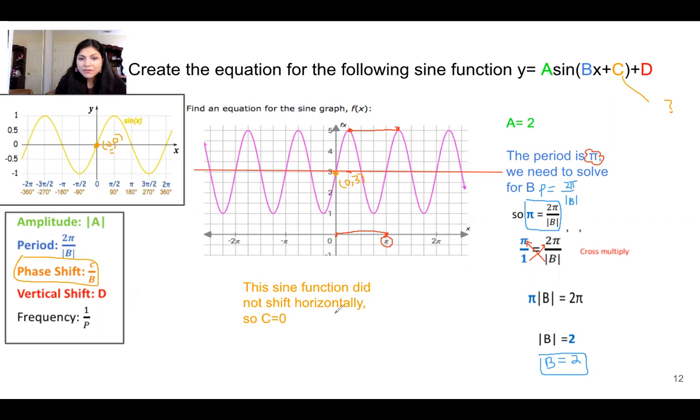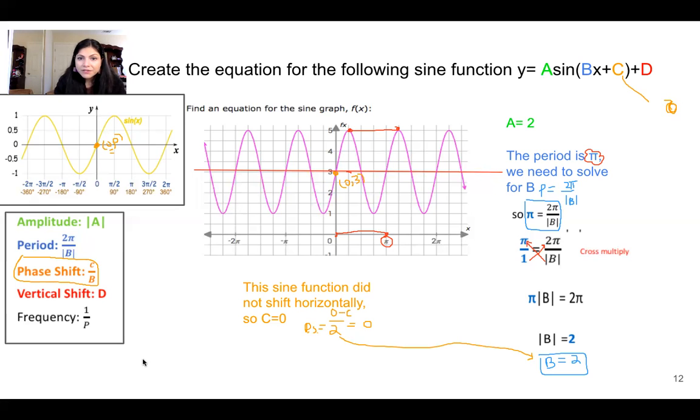Because there is no phase shift, your C is just equal to 0. That makes the C over B, as my phase shift, just equal 0. So my C was 0, and this 2 came from the fact that B was 2. But 0 on top divided by anything just gives us 0. That's why this now is 0.